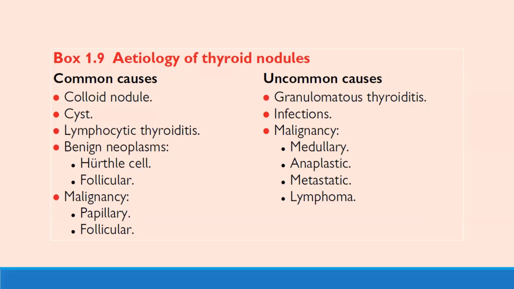What is the etiology of thyroid nodule? The common causes are colloid goiter, nodule, cyst, lymphocytic thyroiditis, benign neoplasia like Hurthle cell adenoma, follicular adenoma, and malignant thyroid nodules like papillary and follicular thyroid cancer, which are known as differentiated thyroid cancer. And inshallah, we will discuss it in a separate session. Uncommon causes of thyroid nodule are granulomatous thyroiditis, infection, and other malignancies: medullary thyroid carcinoma, which is non-differentiated, anaplastic, metastatic, and lymphoma. So we will cover thyroid cancers in separate sessions, inshallah.